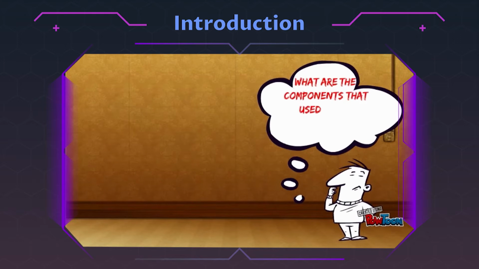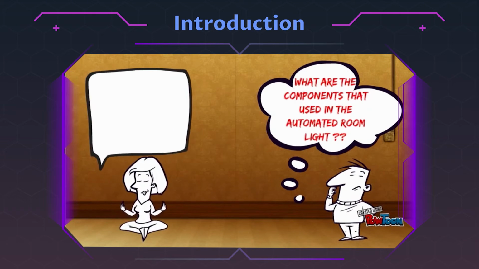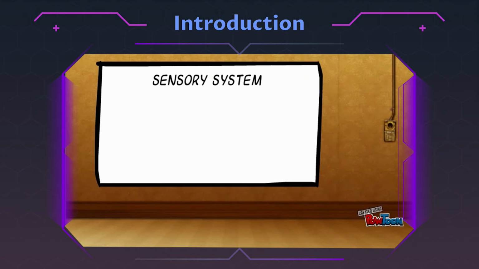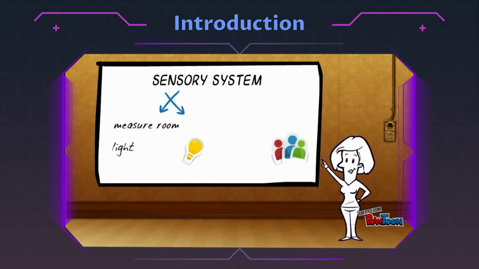What are the components used in the automated room light? There are 2 components, which are the sensor system and the microcontroller. The sensor system can be used to measure room light intensity and detect the number of people.